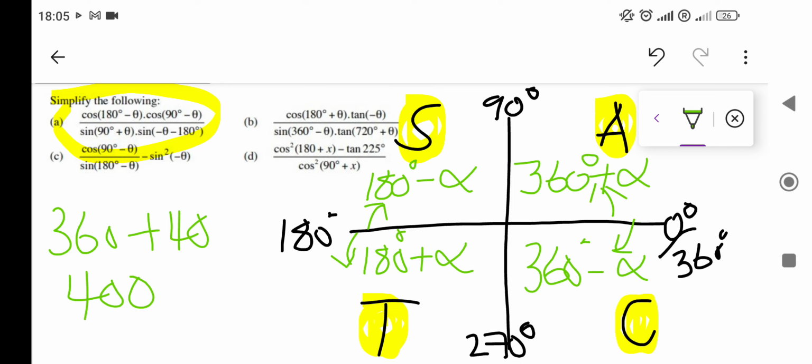So what have we seen now? 180 minus, second quadrant. 180 plus, third quadrant. 360 minus, fourth quadrant. 360 plus, first quadrant. All right, let's stop there for now.